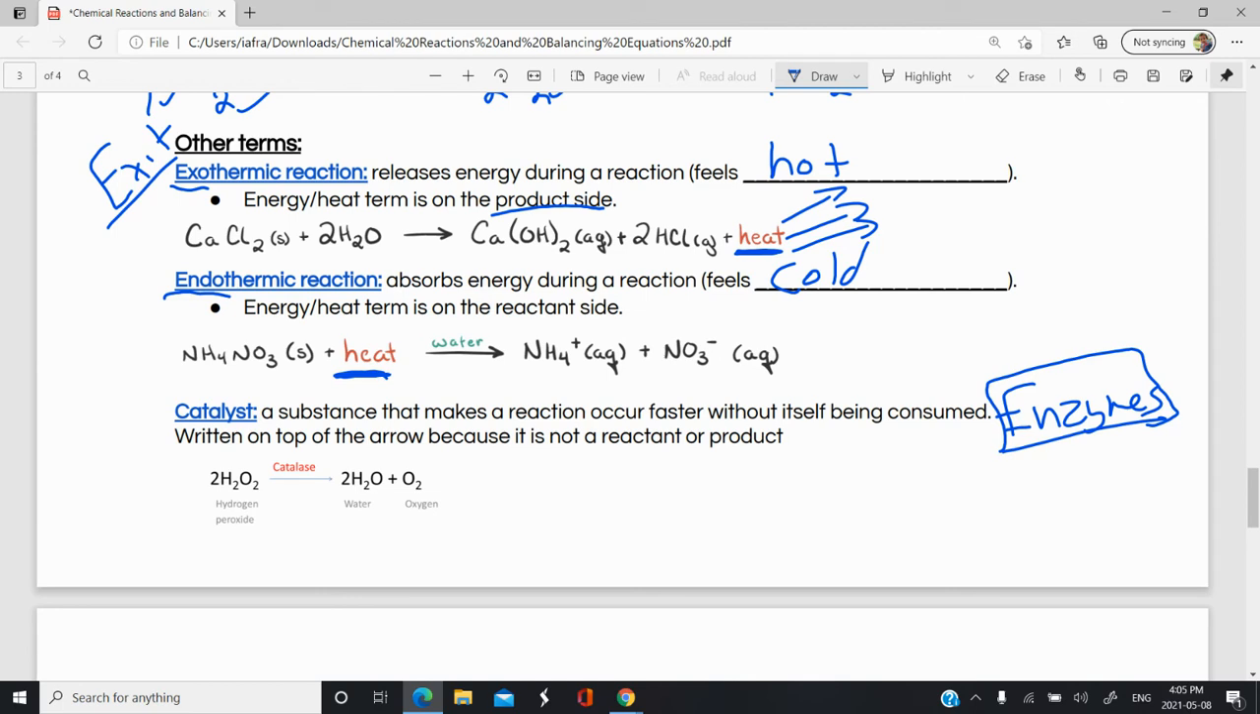And the cool thing about the catalyst is it's not consumed itself. It's not one of the reactants. It can actually be reused. It's just there to help things along, basically to act like a coach. So it's speeding things up, but you can reuse it because it's not used up by the reaction. Usually for catalysts, you don't write them in the equation itself. You put them on top of the arrow.